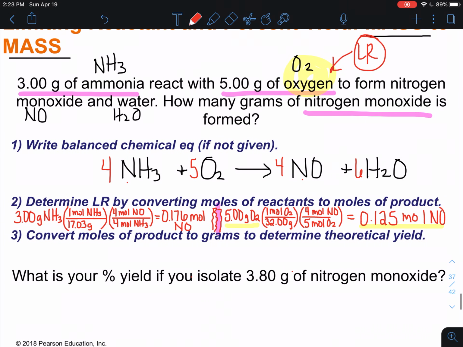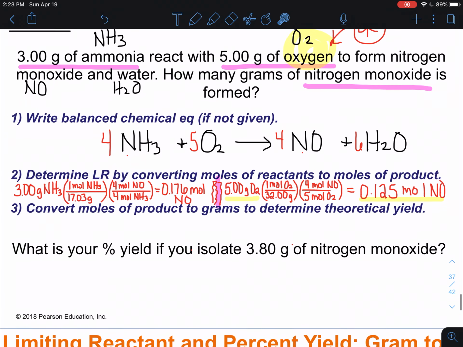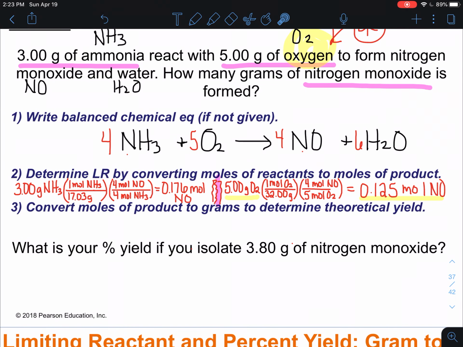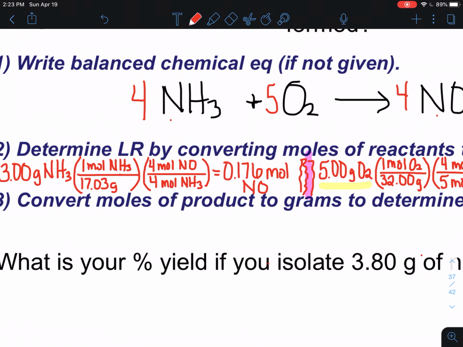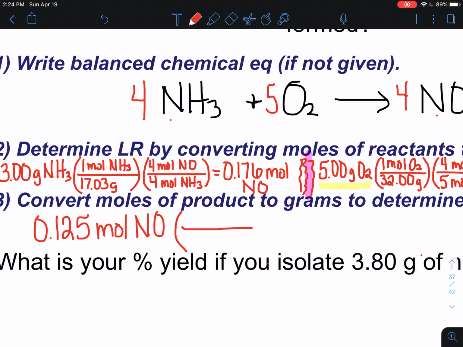So now we have to determine the theoretical yield. In order to do that, you're going to convert moles of product to grams, right? Because we want to know what the theoretical yield is in grams. So what you're going to do is take 0.125 and convert moles of NO to grams. And again, you need the molar mass of nitrogen monoxide.